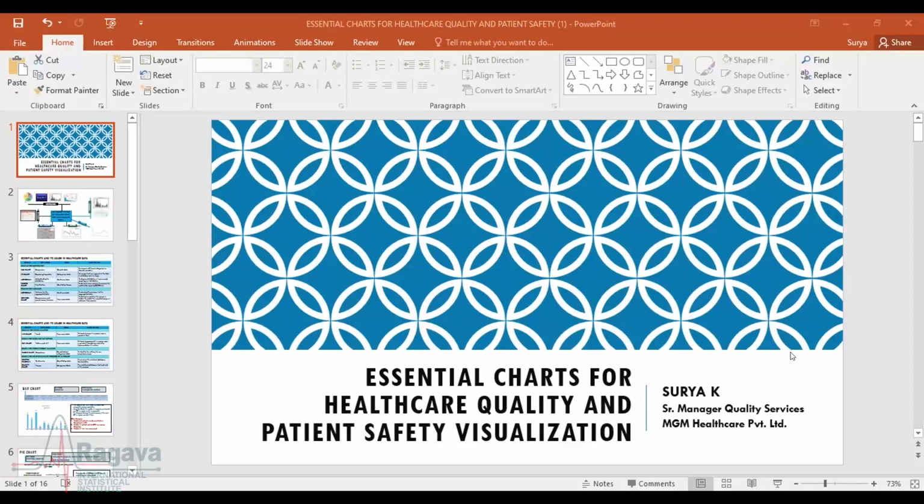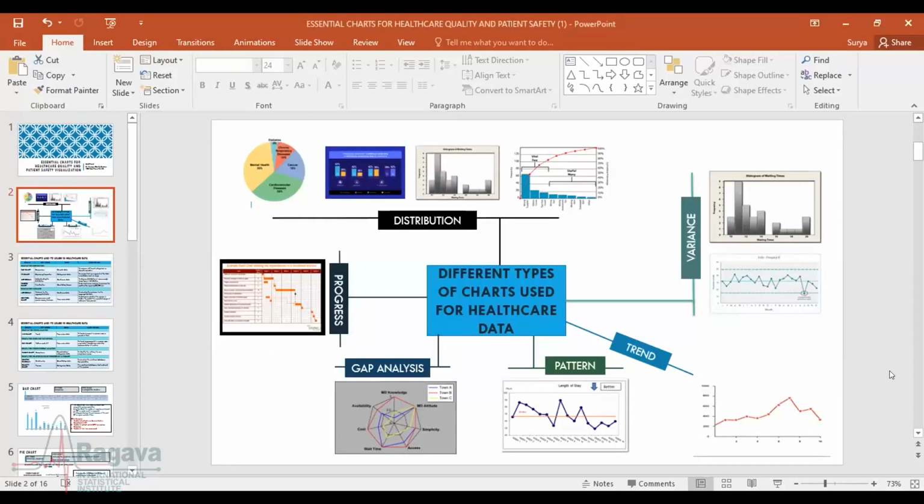Today, what we are going to discuss is the essential charts for healthcare quality and patient safety visualization. Actually, we are collecting a lot of various data from every area of our hospital. So these are all the different types of charts. For distribution, we can use pie chart, bar chart, histogram, and the Pareto chart.